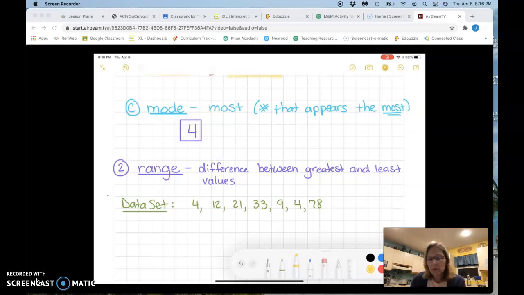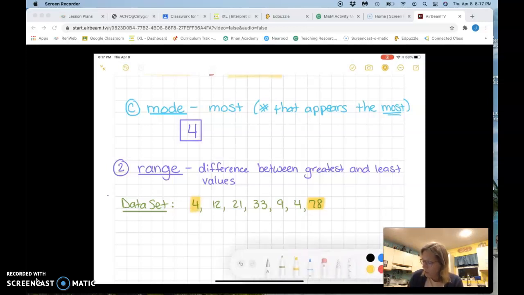So I just rewrote the same data set that we've been using down here. And I need to look for the greatest value and the smallest value. I'm just going to subtract those two, and that will give me my range. So the greatest value, the biggest number, is going to be 78. And the smallest number in this set is going to be 4.